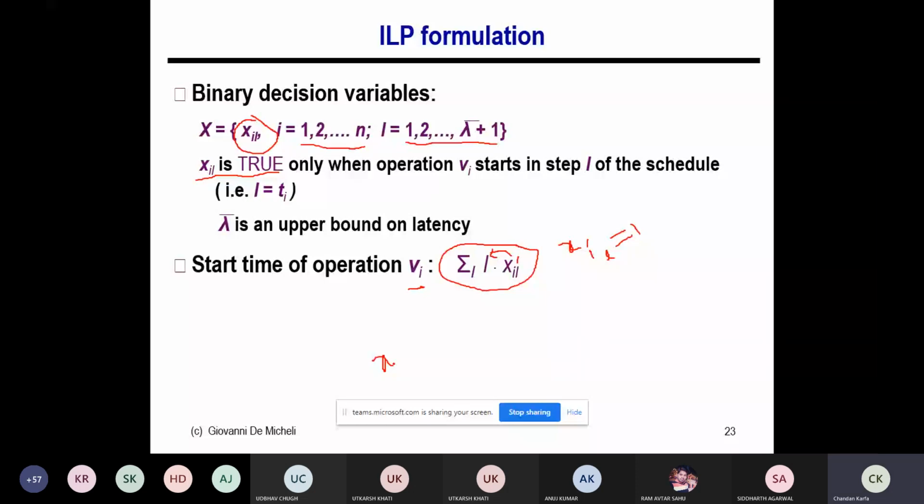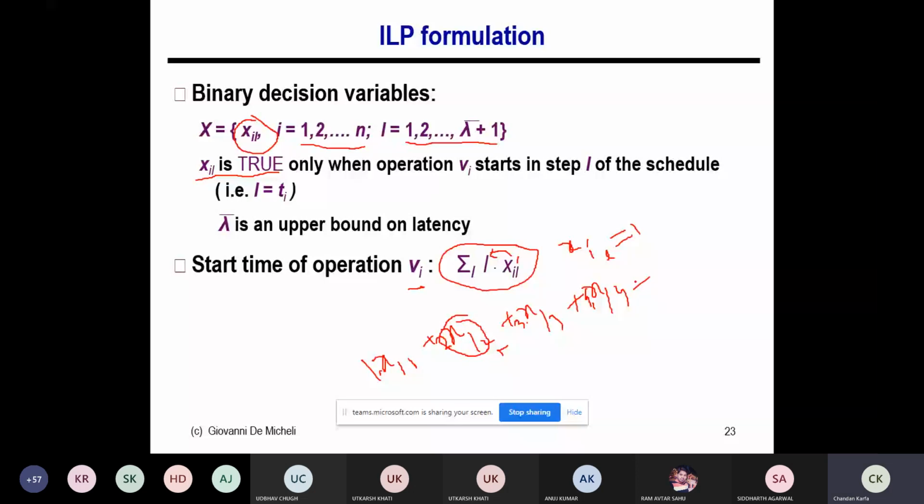plus x_12 plus x_13 plus x_14. Suppose there are 4 timestamps, so lambda is say 4, and then for operation v1 there are 4 possible values, right? So if I multiply this with 1, 2, 3, and 4, what will happen? Say the operation is starting in time step 2. Then this will be 1 and the rest will be 0, right? So the summation will be 2.